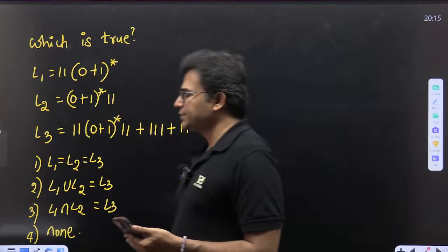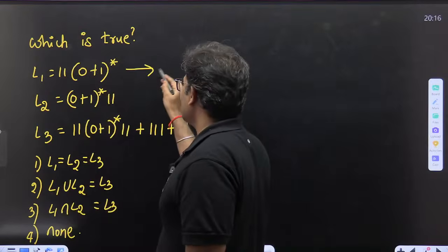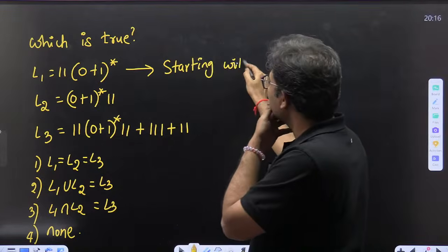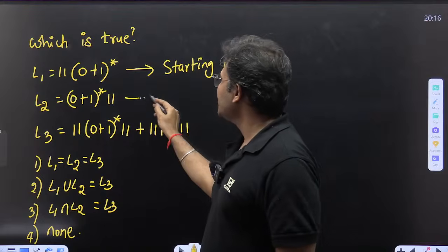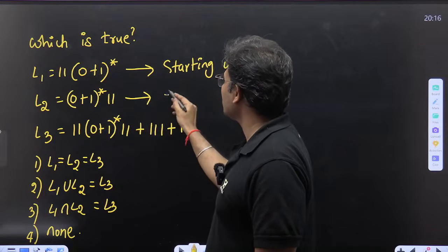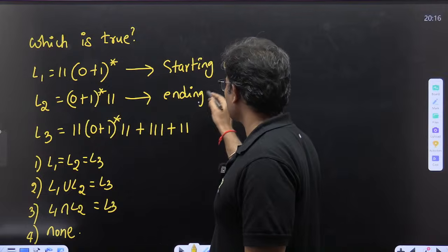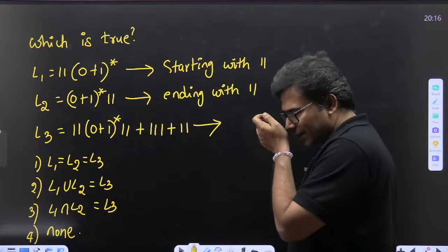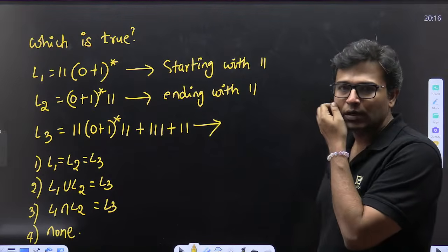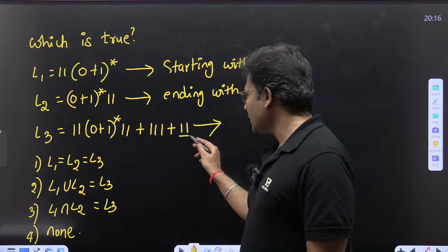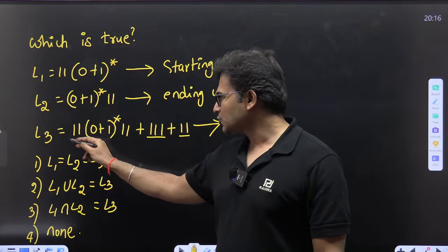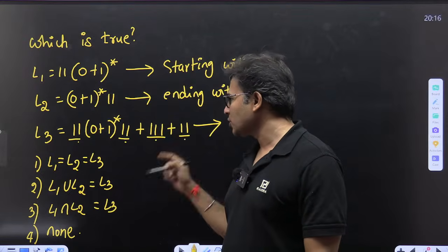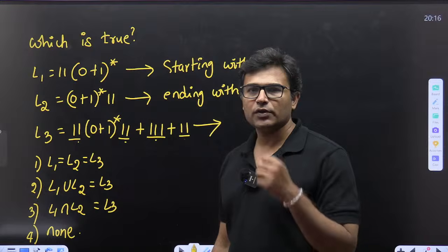Okay. So, guys, what is L1? L1 is set of all strings starting with 11, right? And L2 is set of all strings ending with 11. And L3 is set of all strings starting and ending with 11. We have solved this question in finite automata, right? This is starting and ending with 11.